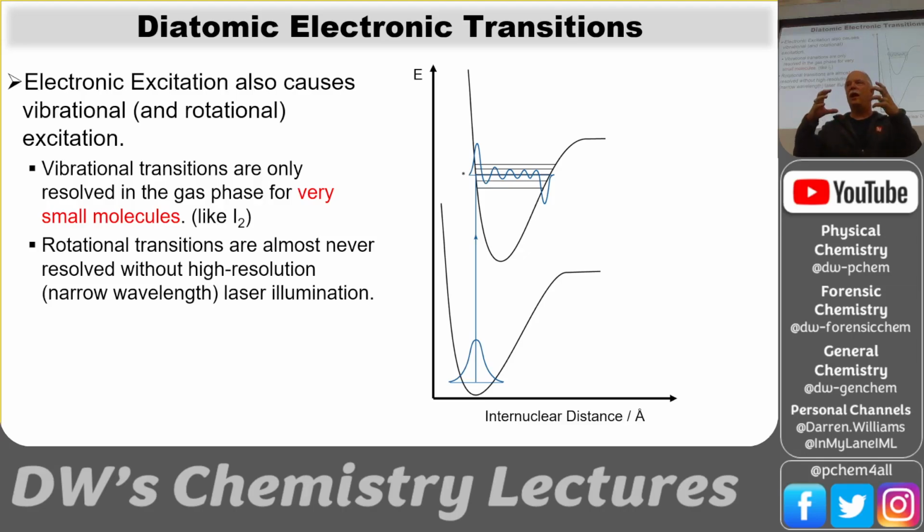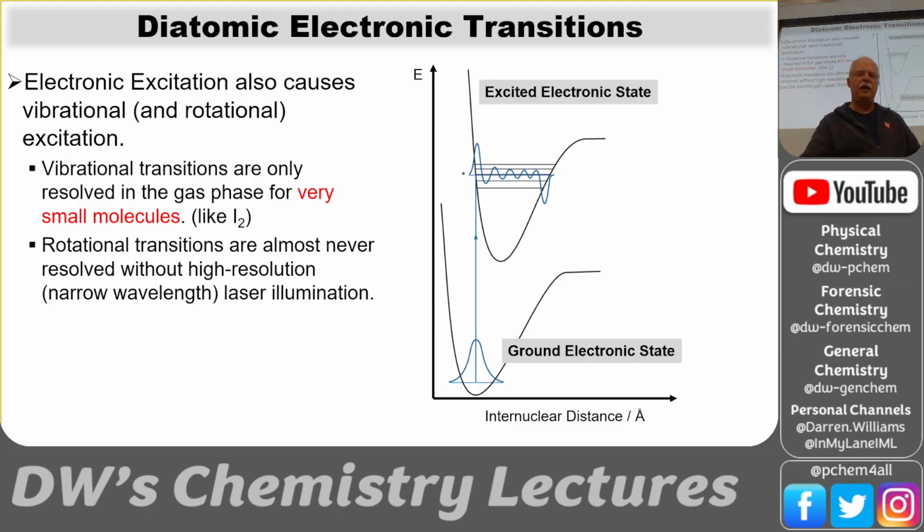You see a purple gas when you warm up iodine. The gas is purple. It's absorbing quite a bit of the blue and leaving behind a little bit of the blue light and the red, and so you get a purple color. And so we're able to resolve these vibrational transitions. The rotational transitions are almost never resolved without a high resolution laser.